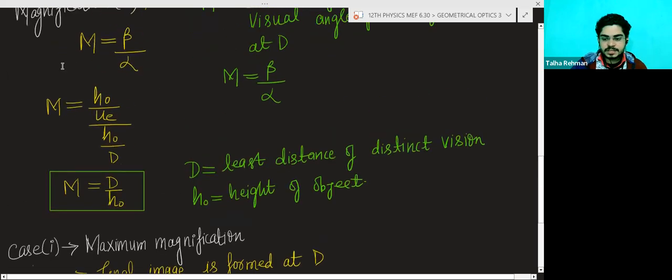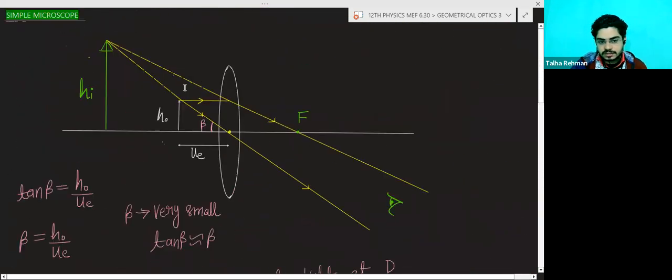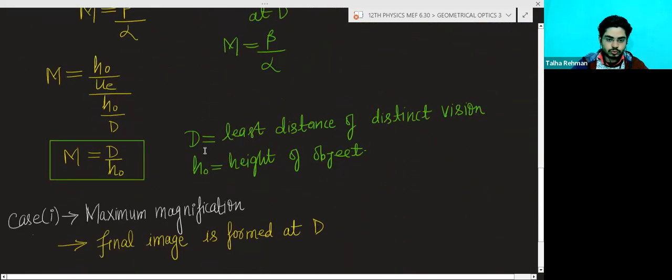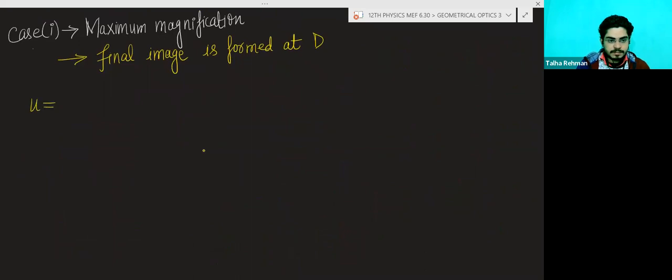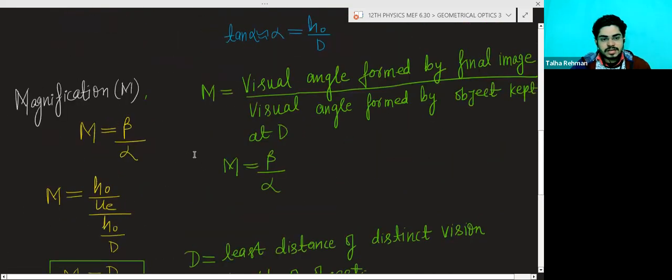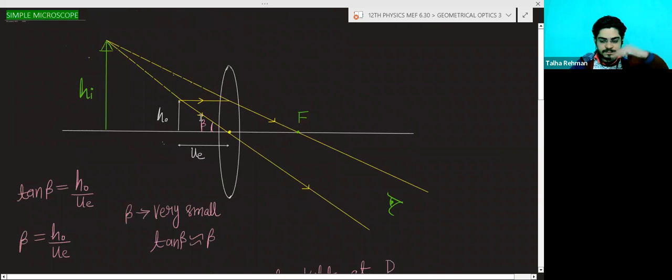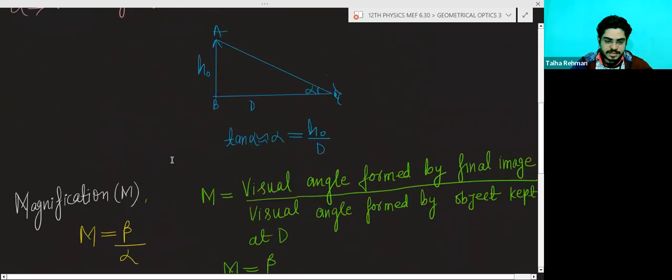So if the final image is forming at D, means what is the object? Now see this figure. The object distance is UE, and object distance you will take negative because the incident light is in this direction and object distance is in this direction. So you will take minus UE, and image distance you will take D as minus D, because here also the image is forming on the left hand side.